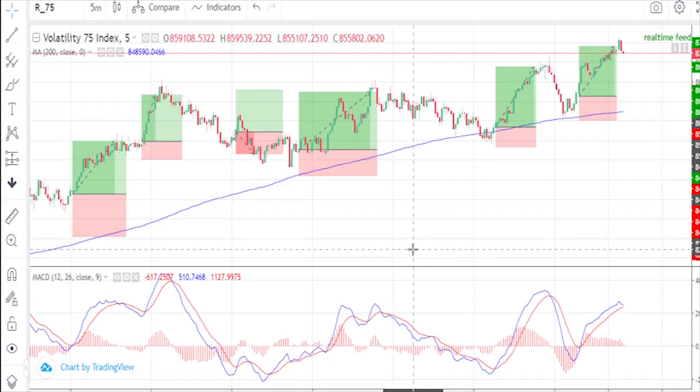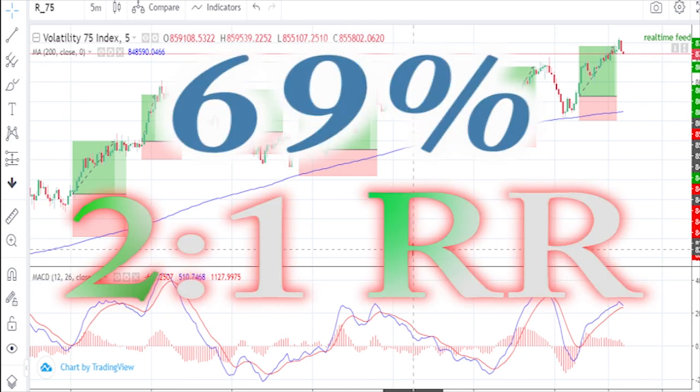So after testing this strategy 100 times, guys, I can't believe the results. This strategy just won 69% of the time with a risk to reward ratio of 2-to-1. This strategy could triple your account in 100 trades. So this is one of the best strategies that I have ever tested, right?